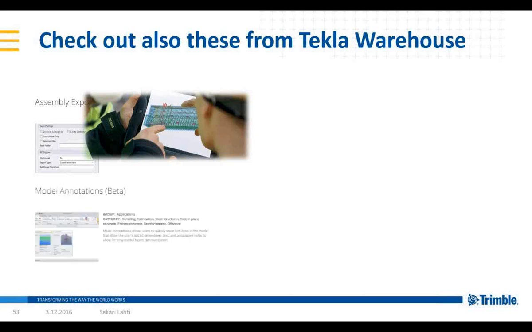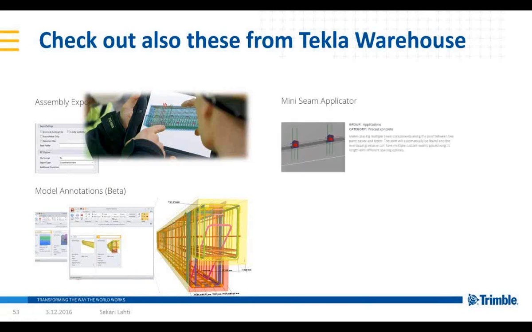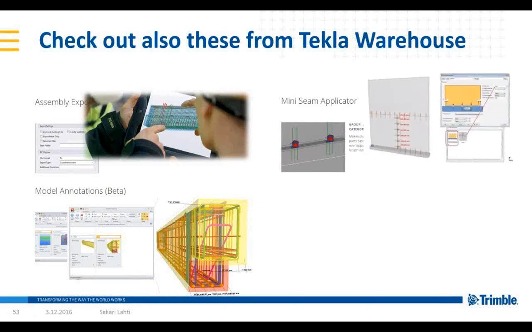Model annotations allows users to quickly store live views in the model that show the user's added dimensions, text, and associative notes to allow easy model-based communication. Mini-seam applicator is a generic helper tool to place the seam details for wall joints. You can use your self-made seam components and place those correctly with this tool.